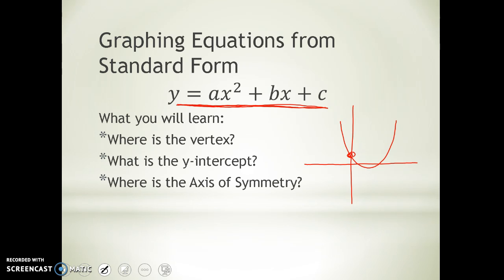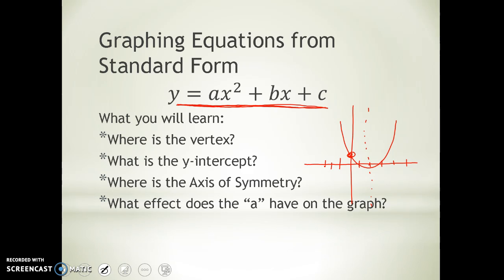You'll be able to figure out where the axis of symmetry is located. It's either going to be x equals 1 or x equals 2 or x equals 3, but it's going to be some vertical line. It could be x equals negative numbers as well. We're going to figure out what effect the a value has on the graph. That's an important value. You will learn that a positive a value gives a parabola that opens up, but if the a value is negative, it will be a parabola that opens down.